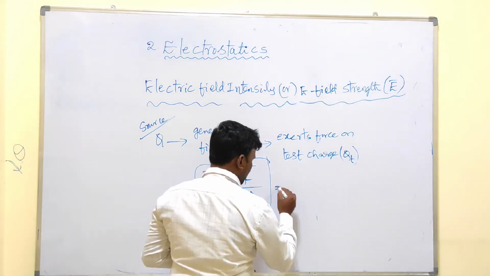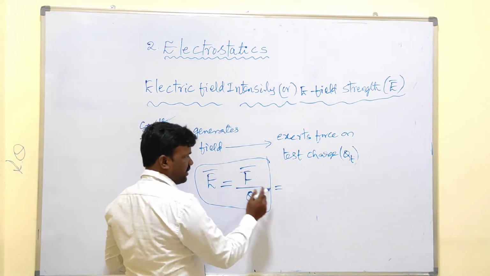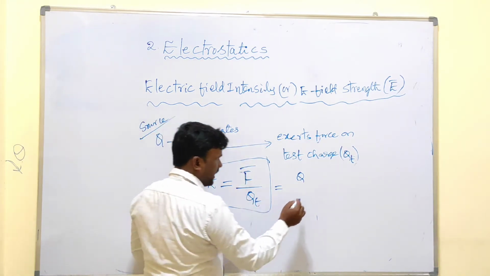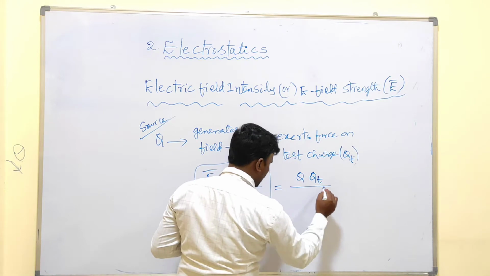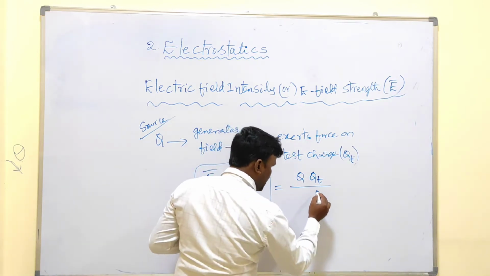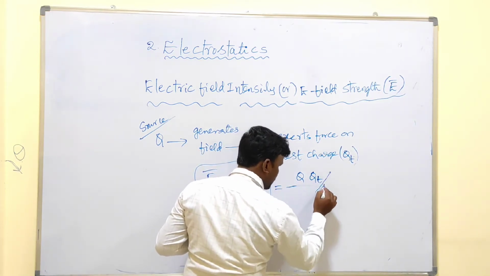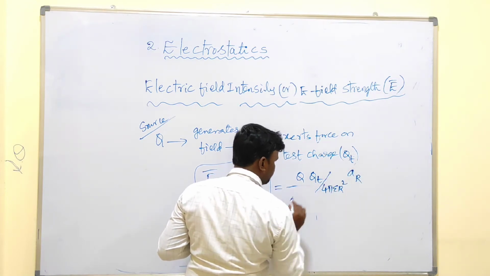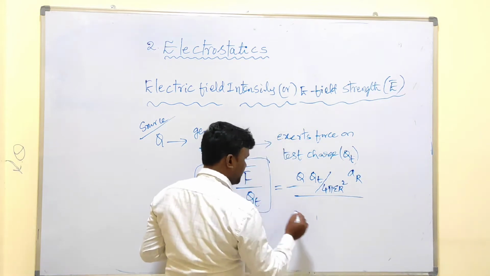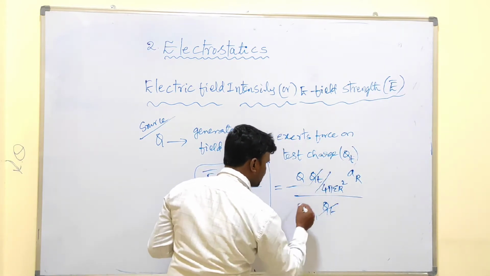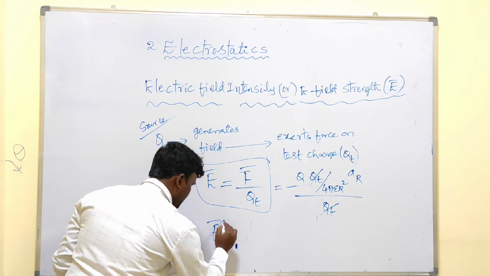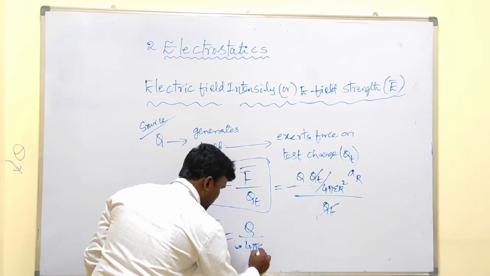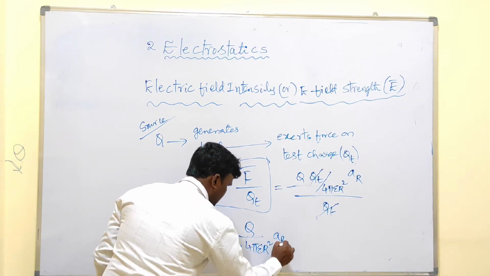And apply Coulomb's law. From Coulomb's law we have the expression Q1 into Q2, where Q1 we consider as Q. Then 4 pi epsilon r square into unit vector AR, divided by QT. Then this QT cancels out. Finally we get the expression for E bar, which is nothing but Q by 4 pi epsilon r square AR.